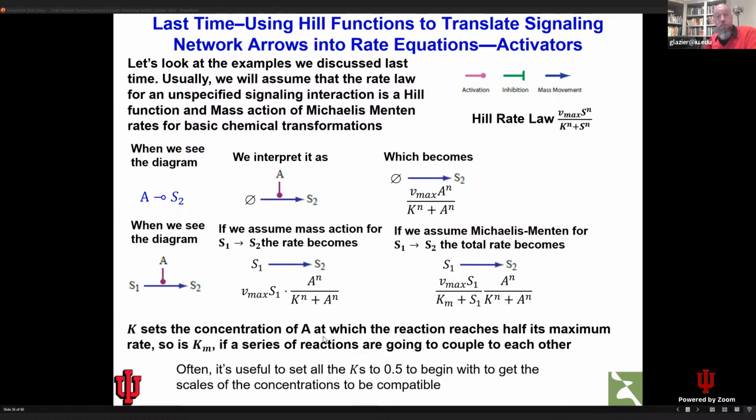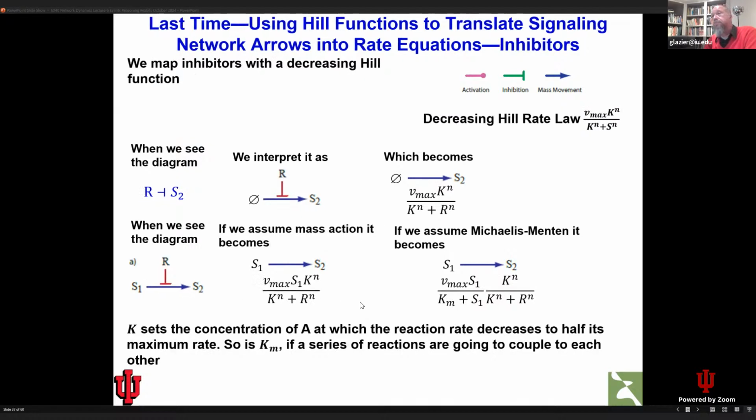Now, biologically, that may or may not be the case. It may be the case that different circuits do have different values of k. But if you want to build complex circuits that are going to interoperate, it's helpful to start out by setting all the k's equal to each other. Inhibition works exactly the same way, except I replace the numerator with k instead of the inhibitor R.